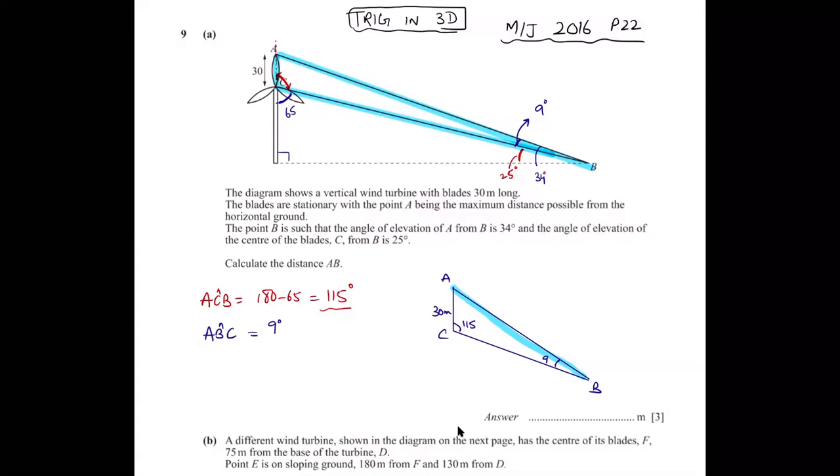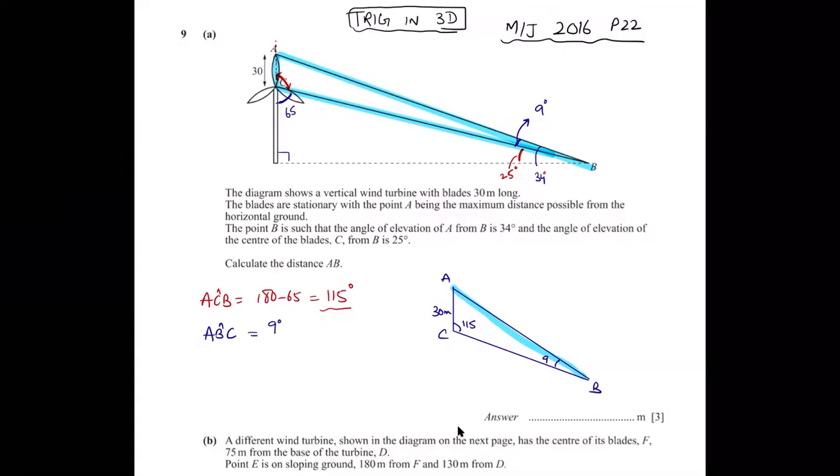Cosine rule? Cosine rule यहाँ पे apply नहीं कर सकते, because cosine rule जब आप apply करते थे, when you have two sides and an inclusive angle और third side निकालनी हो, या फिर तीन side given और एक angle निकालना, यहाँ पे आपके पास these are the two angles and this is the side opposite to this angle, so it's better to use sine rule.